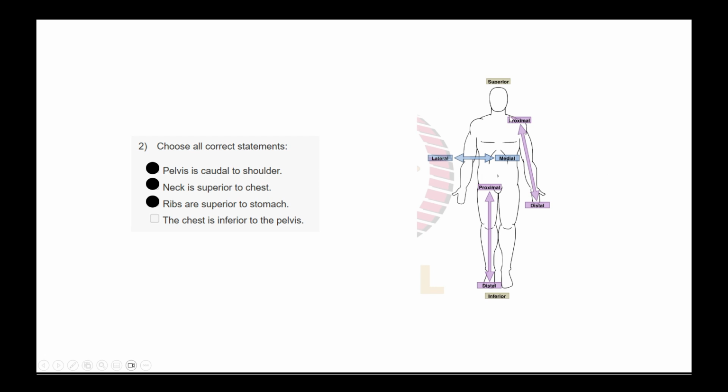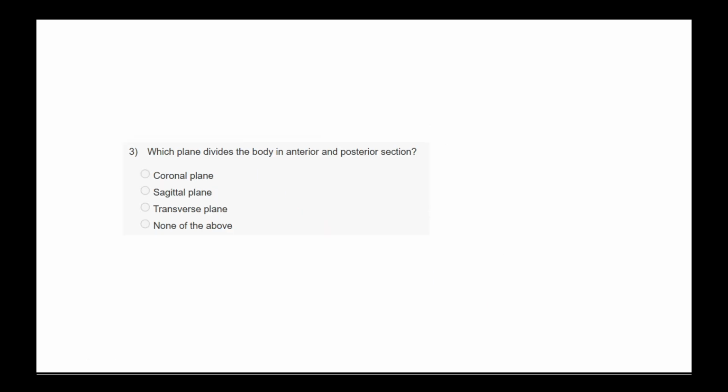Ribs are superior to the stomach. Chest is inferior to the pelvis? Chest is actually superior to the pelvis. So A, B, C are correct and D is wrong. Which of the planes divides the body in anterior posterior section?